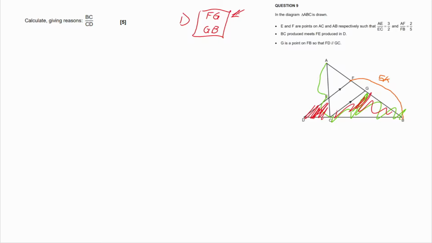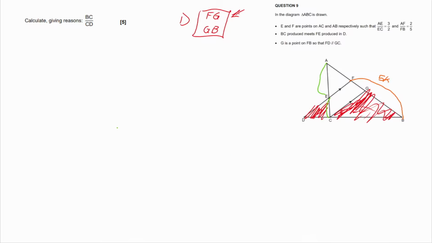Okay, I'll fix this in a sec. Let me also get rid of the green. Okay, so I'm just scratching this out so you can see the triangles we're working with easier. So we're working with these two triangles here and this side in proportion.